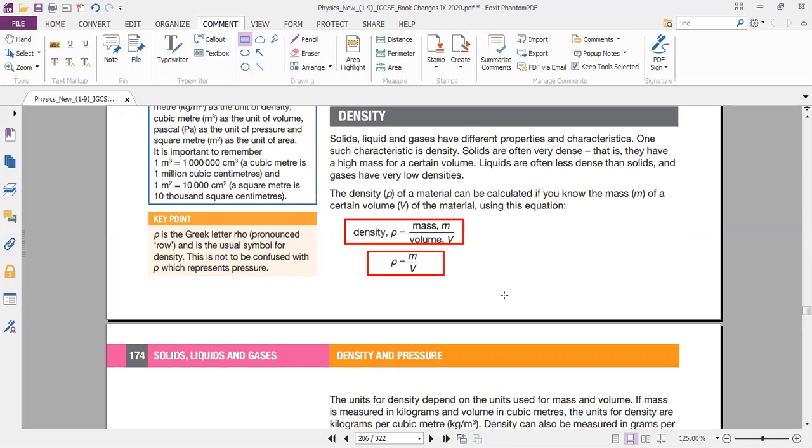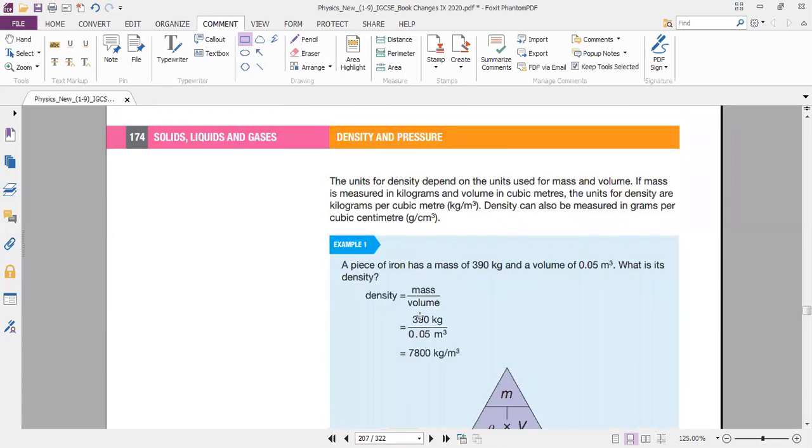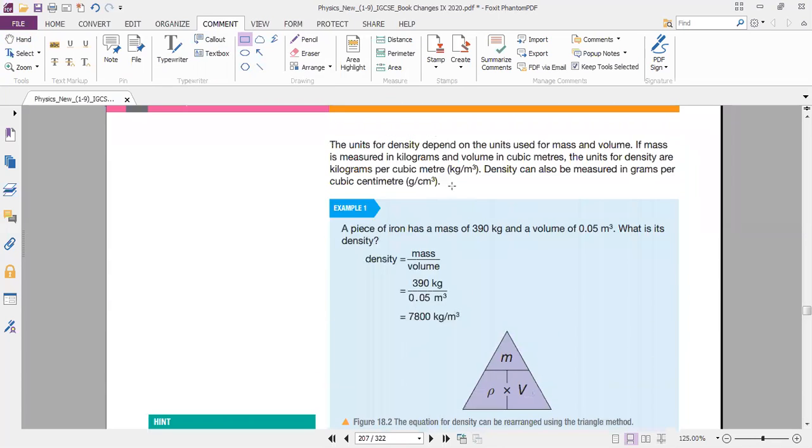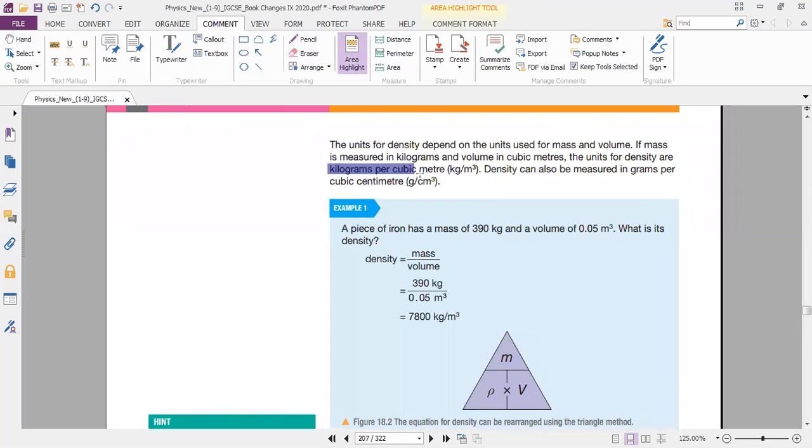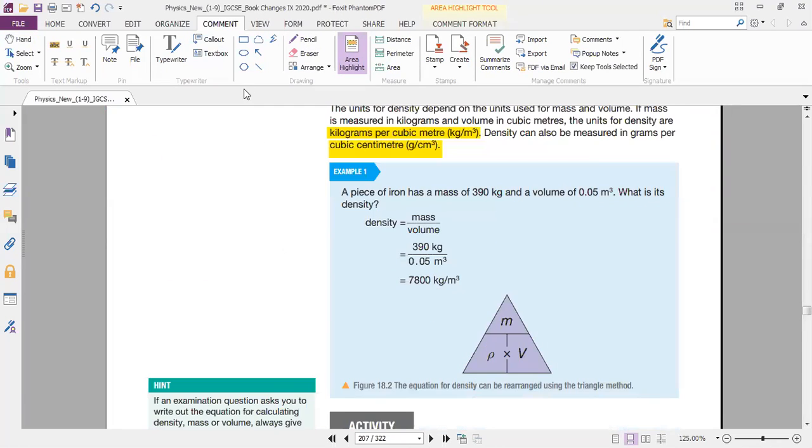To measure density of any substance, we can use this formula. Look at this. Here the units are given, kilogram per meter cube, and it's also measured in gram per centimeter cube. Now there is an example here. A piece of iron has a mass of 390 kg and a volume of 0.05 meter cube.